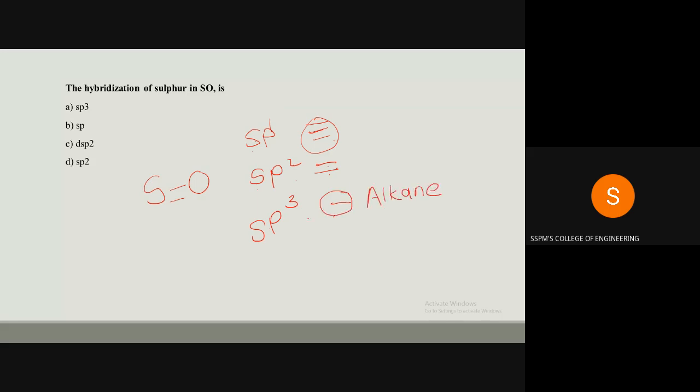All alkanes are single bonded, hence it is sp3 hybridization. All alkenes are double bonded, hence they are sp2 hybridization. And triple bond means alkyne, YNE, alkyne characteristic. So here S double bond O, that is sp2 hybridization. Double bond means sp2. So the answer is sp2.